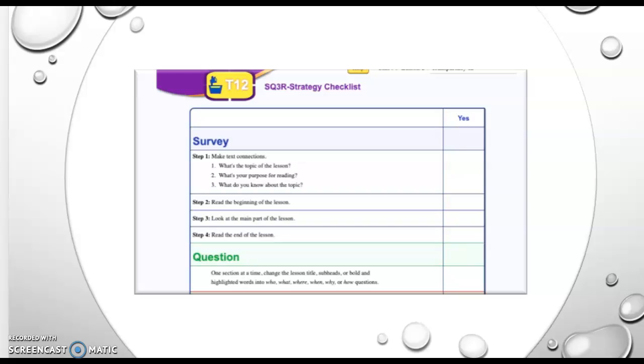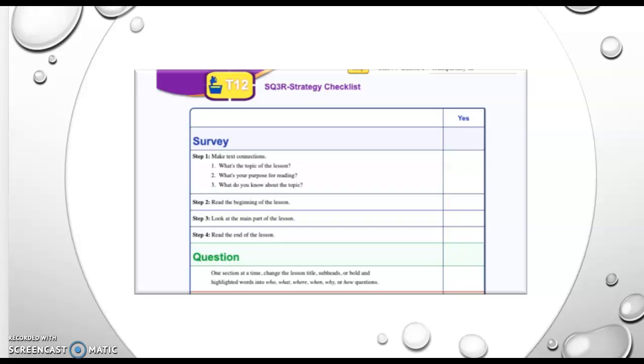During your reading process, there are strategies that you should use. So, think about a survey. Surveys are questions. Step 1, make a connection with the reading. What is the topic of the lesson about? What is your purpose for reading? What do you know about the topic already? So, that's step 1. Those are survey questions.